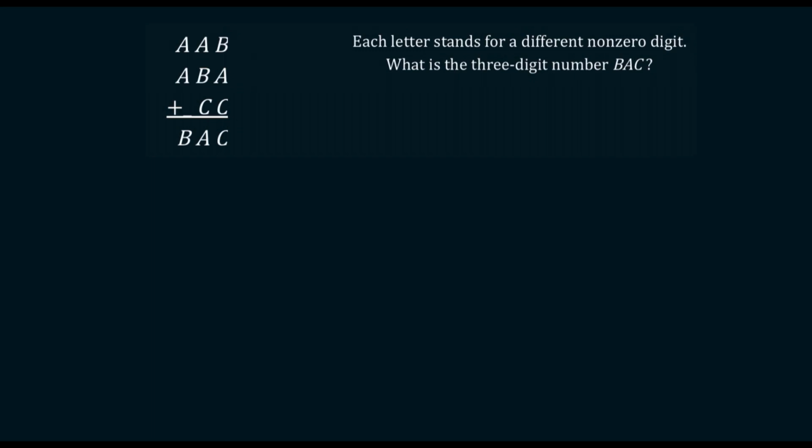Today's problem is a bit different. We have the 3-digit number AAB, another 3-digit number ABA, and the 2-digit number CC, all summed to the 3-digit number BAC. We're given that each letter in this cryptogram stands for a different non-zero digit. What is the 3-digit number BAC? Please pause the video here if you'd like to try and solve this yourself.